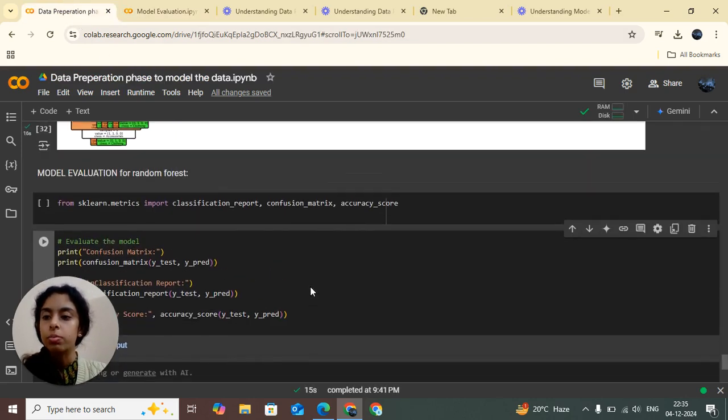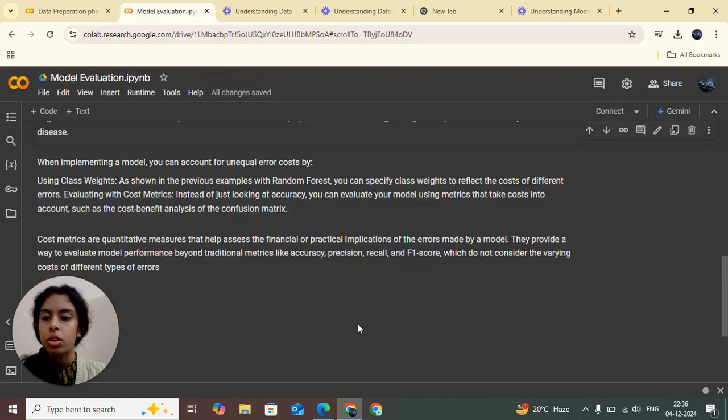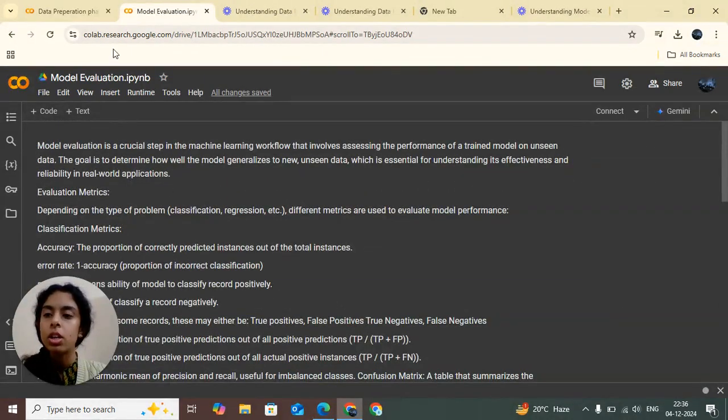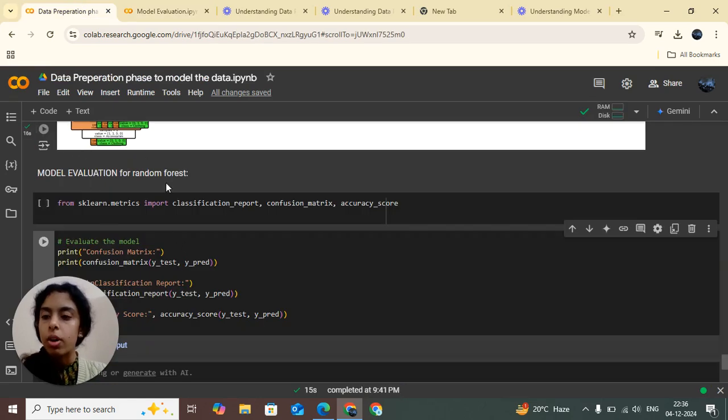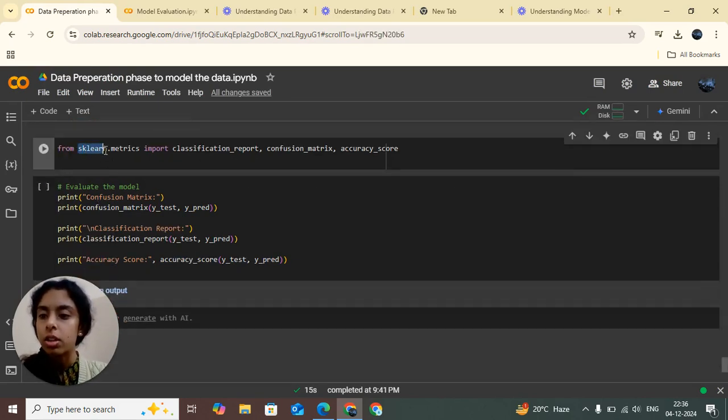Now we are going to see the model evaluation. Now we are going to see the example of model evaluation in our previous code. I have implemented the model evaluation for the random forest we made earlier. I am using the sklearn library and calling the metrics module. The metrics module has many kinds of functions such as classification report, confusion matrix, accuracy score, and many more that can help us evaluate the performance of a model.